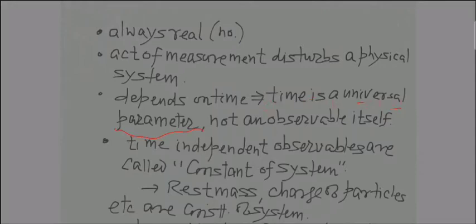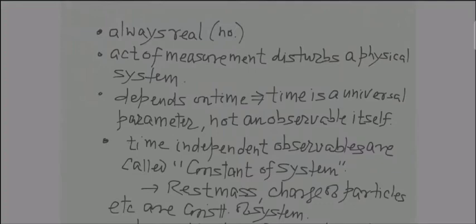Time is a universal parameter to measure everything. Everything will depend on time. Your wave function psi also will depend on time only. So it is a universal parameter on which everything else depends. It is not an observable itself. It is a parameter to determine every other observable.